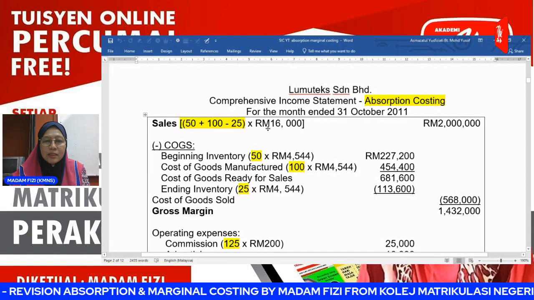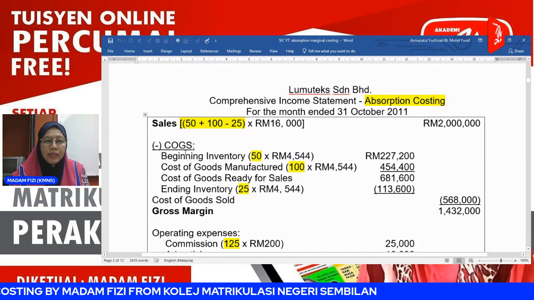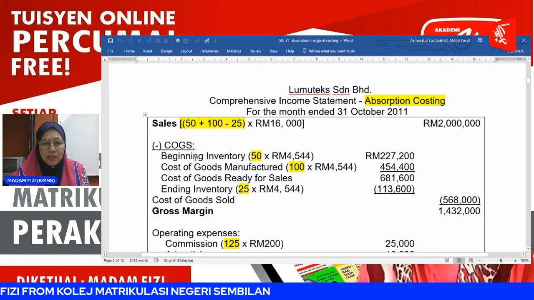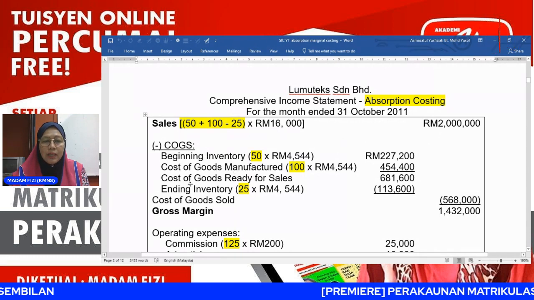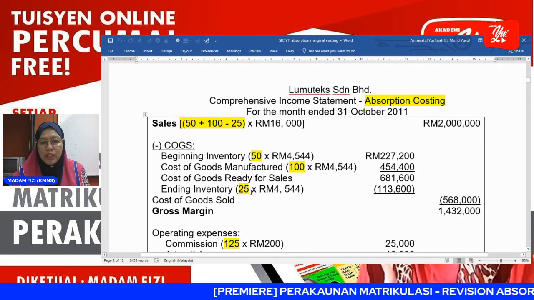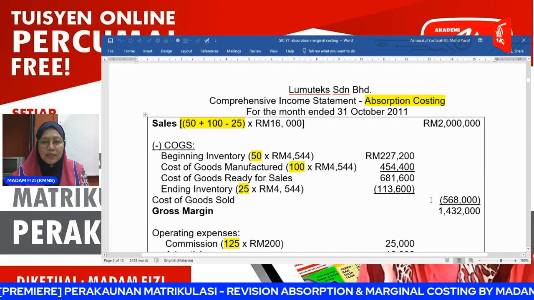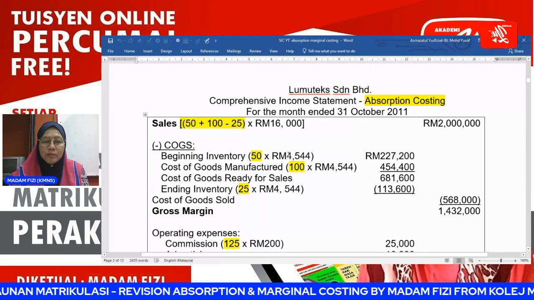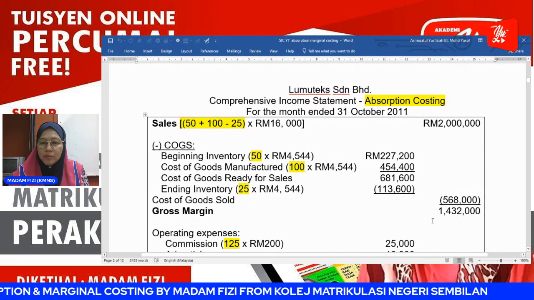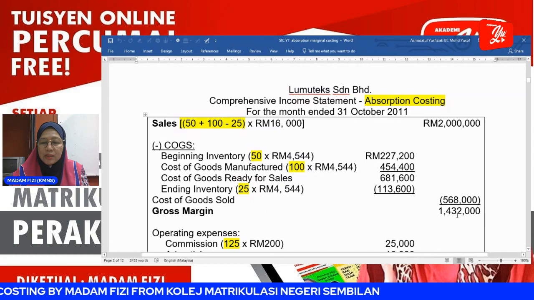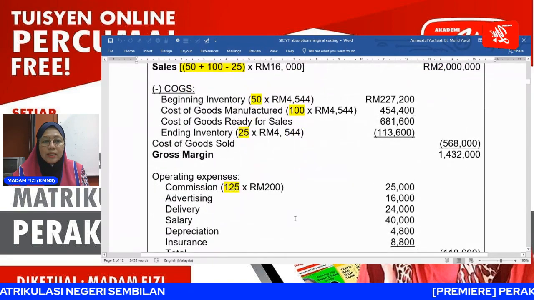Okay, darabkan dengan the sales price. So you get 2 million. And then minus cost of goods sold. Beginning inventory plus cost of goods manufactured, minus ending inventory. So you get the cost of goods sold total 568,000. And then sales minus cost of goods sold equals to gross margin or gross profit 1,432,000.